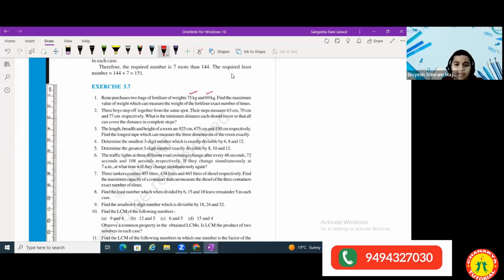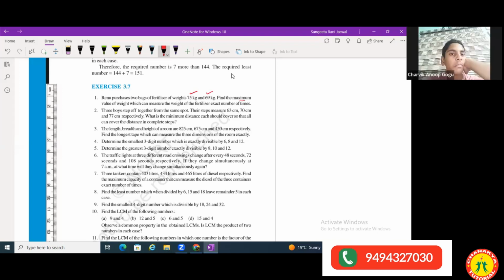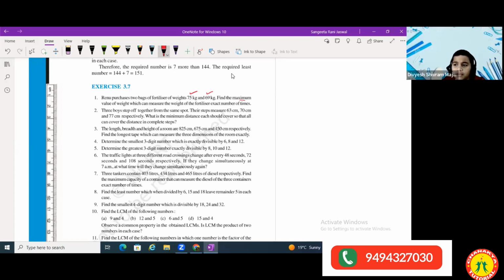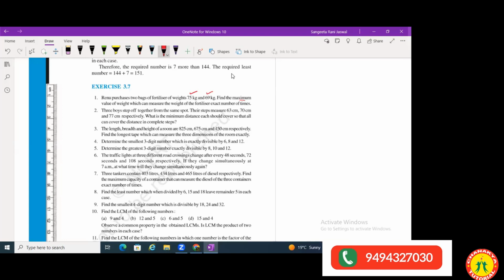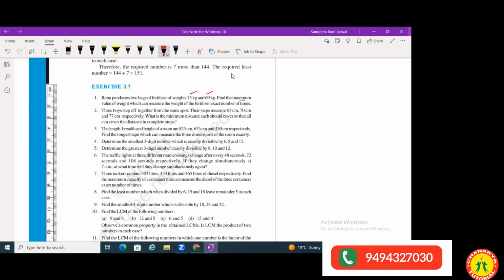LCM? Two LCM, ma'am. Exact number of times, and you have to find the maximum weight. So what will you do? LCM? HCF? Why LCM? It's saying maximum value of the weight, exact number of times. Ma'am, HCF. HCF, highest common factor. Anything that divides an exact number of times becomes the factor, and maximum weight, so that becomes the HCF.